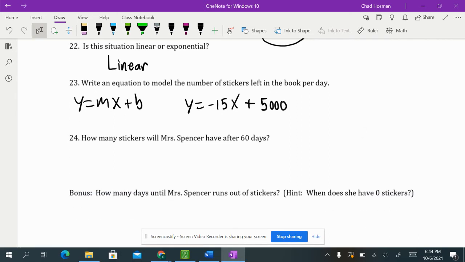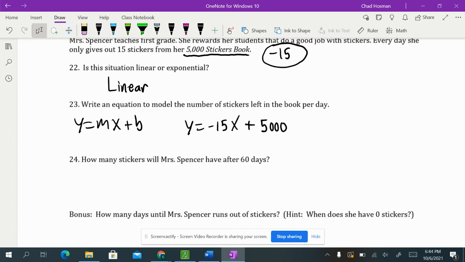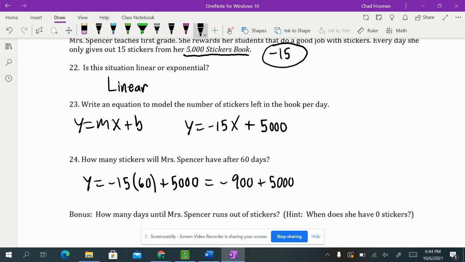All right, so how many stickers will Mrs. Spencer have after 60 days? Well, to find this out, all we have to do is plug in 60 for x, because x represents the number of days. So we would have y is equal to negative 15 times 60 plus 5,000. All right, so if we do negative 15 times 60, we get negative 900 plus 5,000, and we get 4,100.